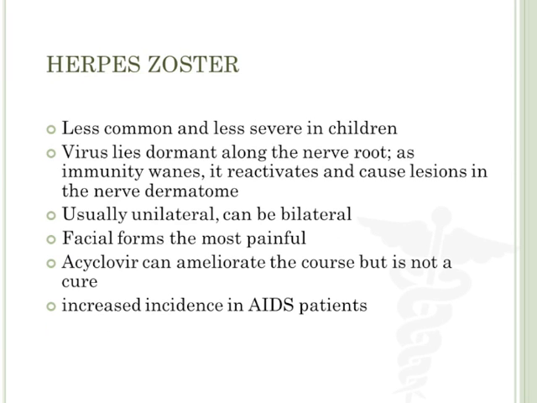Herpes zoster, less common in children. I've seen it occasionally. They usually don't get quite as sick as the adults do, and we've already mentioned the cause of it. Can be one side or both. The real problem there is a facial form. If it comes out around the eye, you can get lesions in the cornea and can have some scarring from it. Acyclovir can help. It's not a cure, and it doesn't work after the third day, so you've got to use it in the first couple of days if you want to get any kind of help.